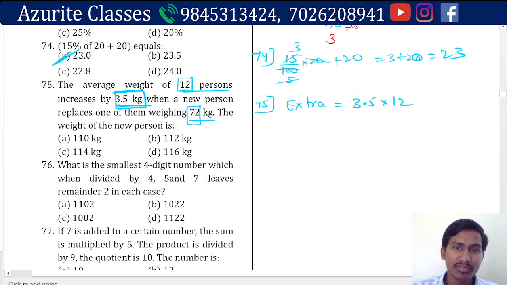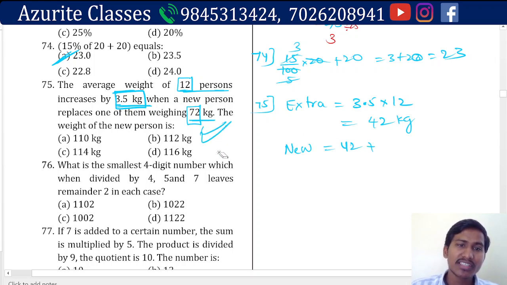So extra will be 3.5 kg into 12. If you multiply with 12, what answer will come? 42, right? So 42 will come. 3.5 into 12 is 42 kg. So 42 kg plus the old person, so the new will be 42 extra plus this 72. This 72 we have to add. So the answer will be how much? If you add 72, you will get 114. 114 is option C here.